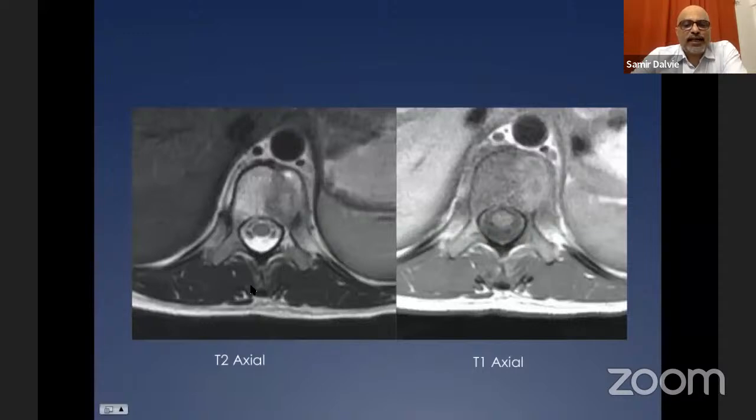And now if you look at the axials, you can see that there is a sort of a lesion. And you can see that this is a small soft tissue abscess over here.